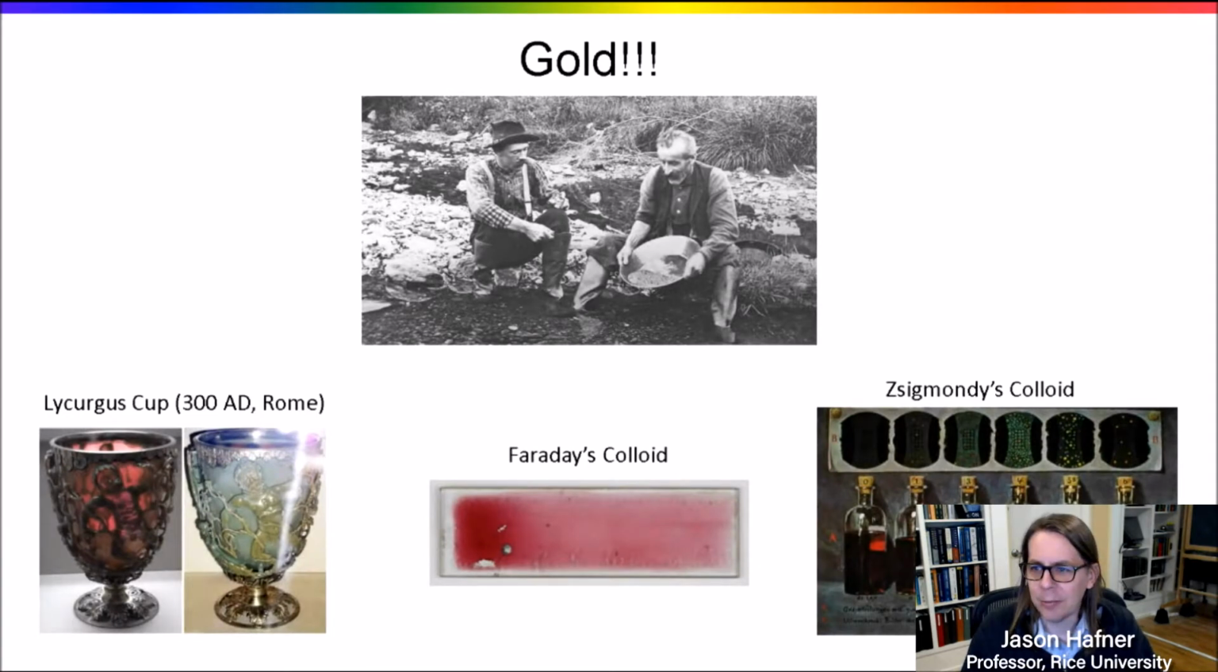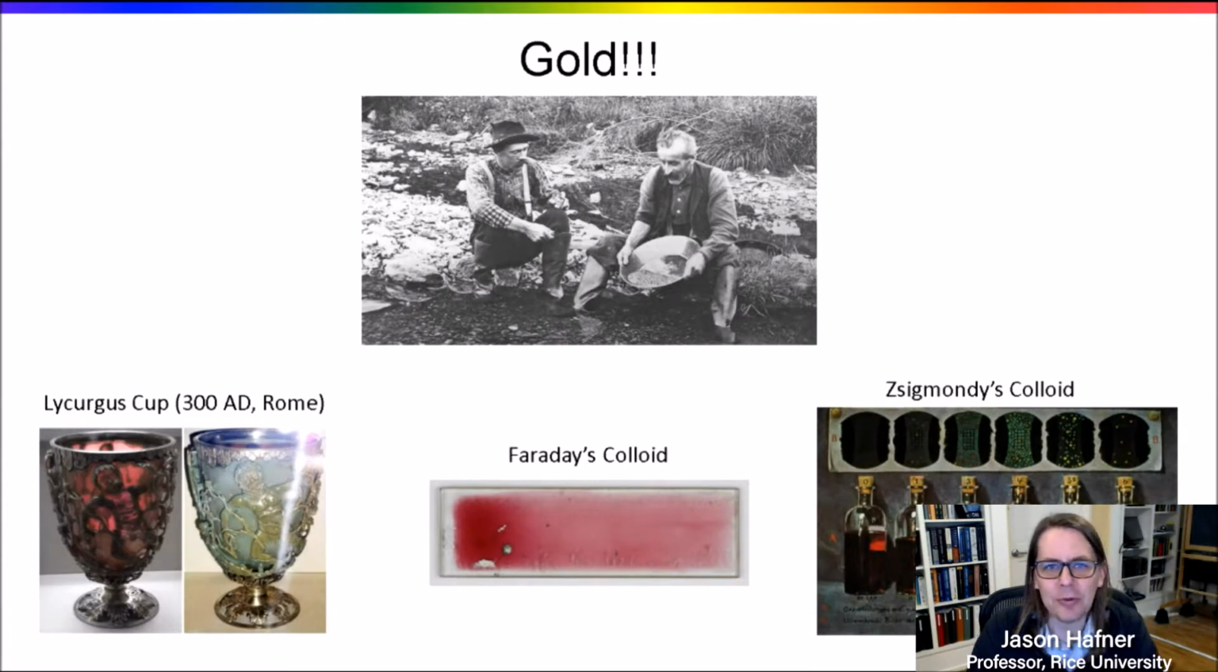And the material we're going to talk about is gold. So here is the old interest in gold. Of course, finding gold is of significant interest, so there are some gold miners panning for gold in a river. The scientific interest actually predates that 1800s kind of mining interest. The fact that gold has an interesting nano-optic property goes all the way back to the Lycurgus cup from 300 AD in Rome.